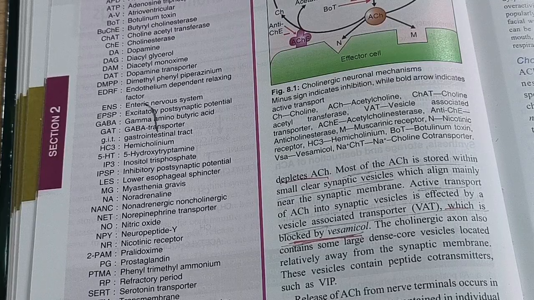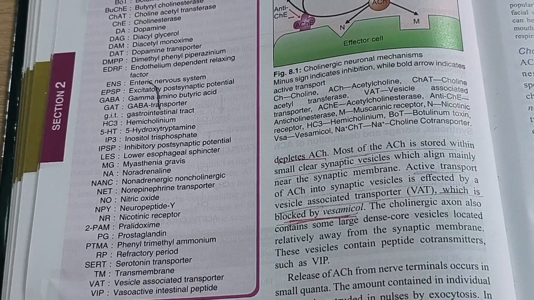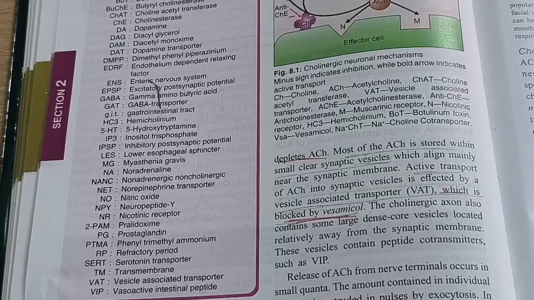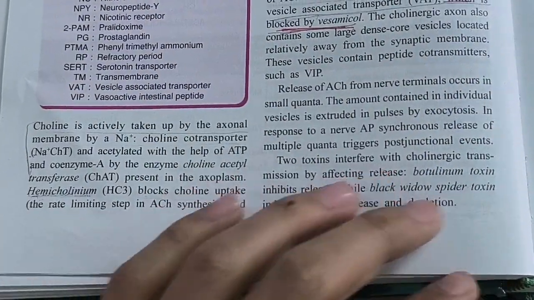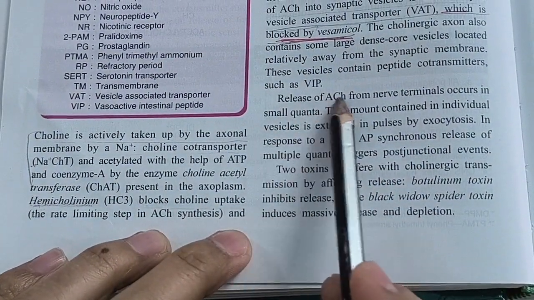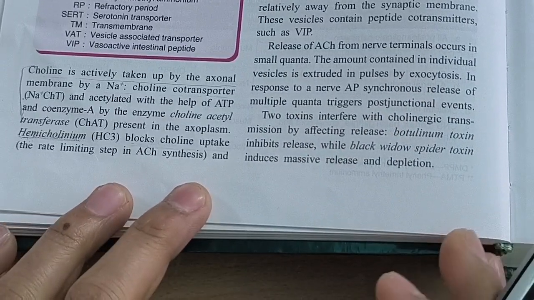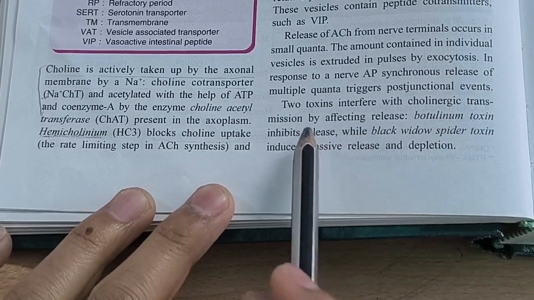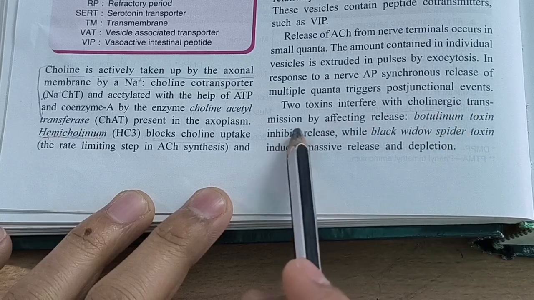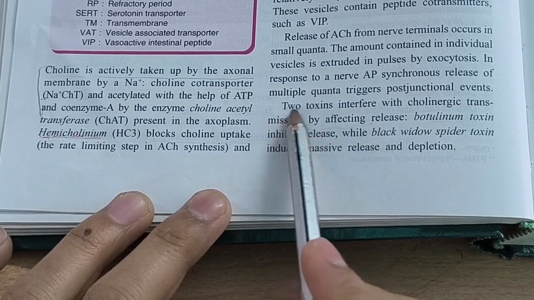Now, these vesicles contain acetylcholine. The next part is that the release of acetylcholine occurs in small quanta. Also, two toxins interfere with cholinergic transmission by affecting release.